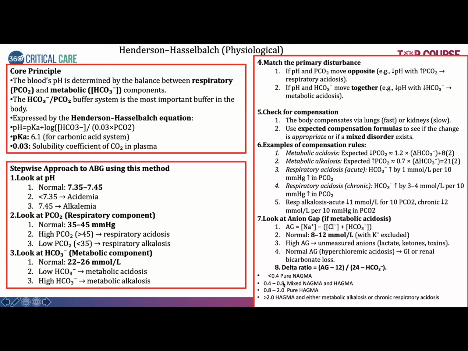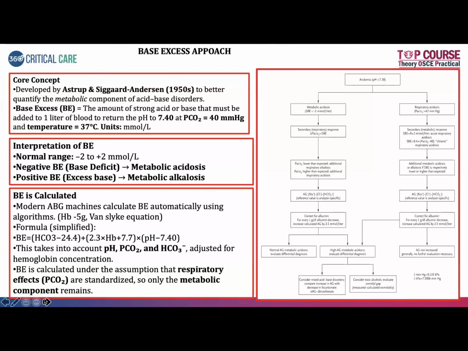If it is between 0.4 to 0.8, it's mixed NAGMA and HAGMA. If it's 0.8 to 2, it's pure high anion gap. And if it's more than 5, it's HAGMA, though a metabolic alkalosis can also be associated. Okay, that is our traditional approach, or the Boston approach.